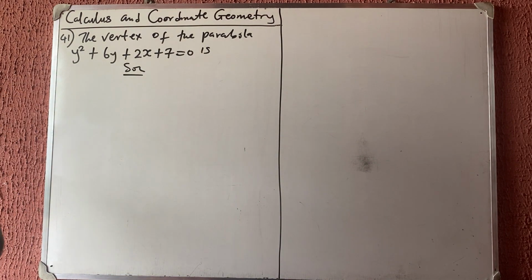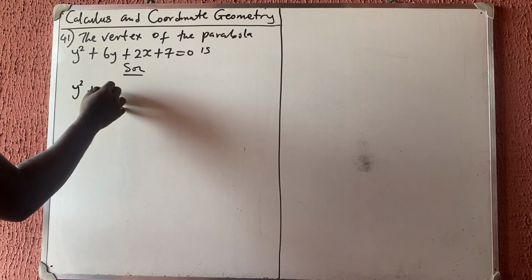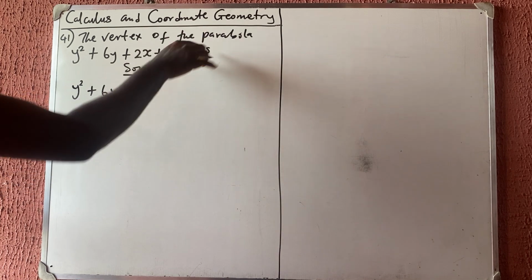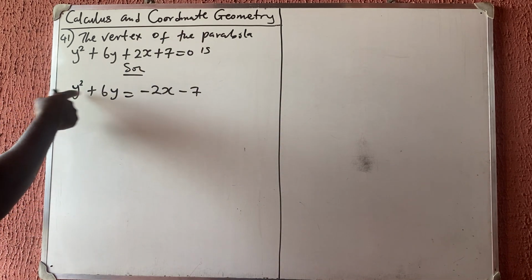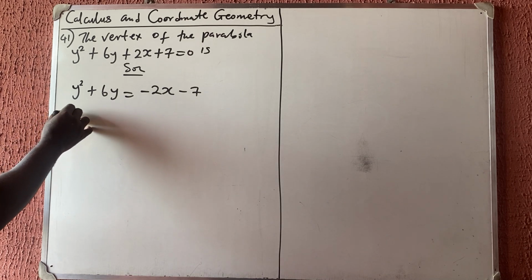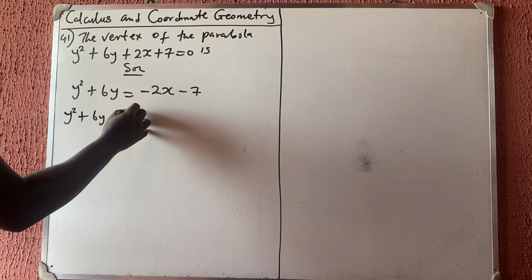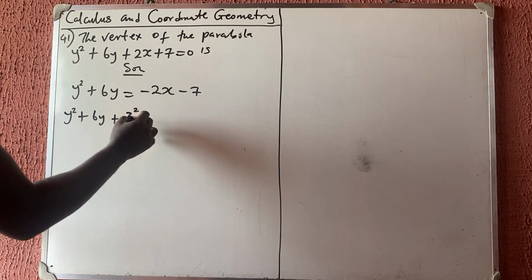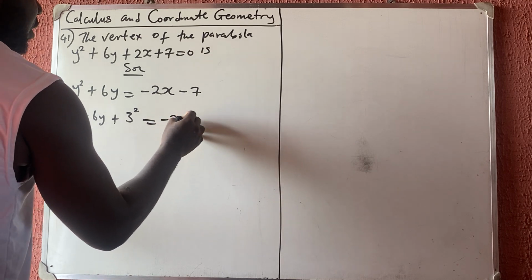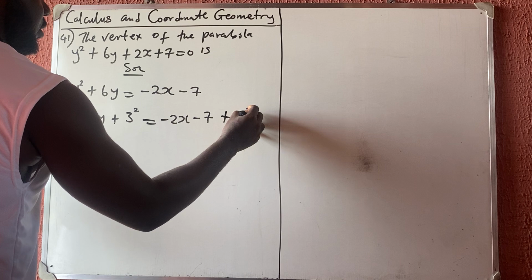What do we do? Let us solve it by completing the square method. So I have y squared plus 6y is equal to, moving this one here, minus 2x minus 7. If you complete the square, I'm going to have y squared plus 6y plus half of 6, which is 3, squared. 3 squared will give you 9. Is equal to minus 2x minus 7. Because I added 3 squared here, I'm still going to add 3 squared here.